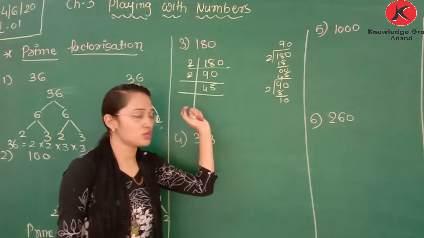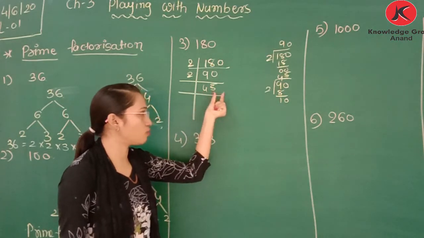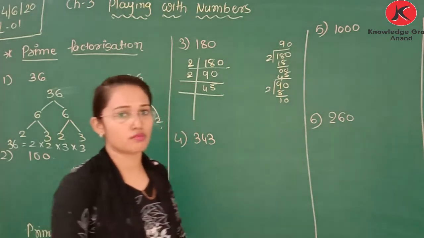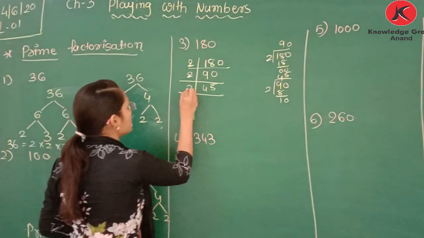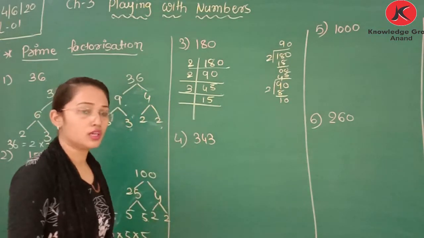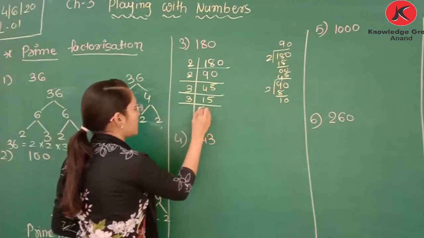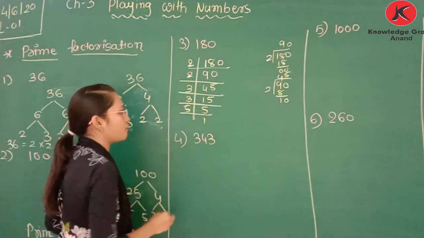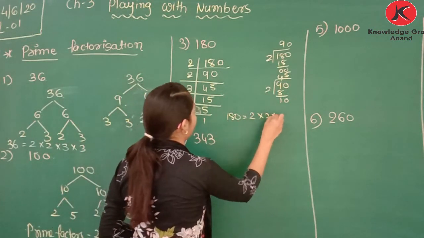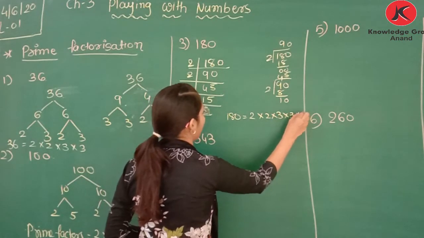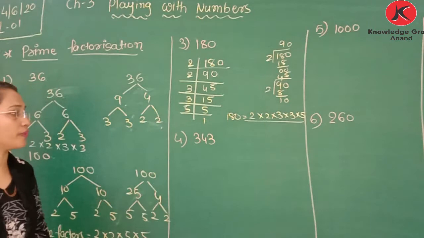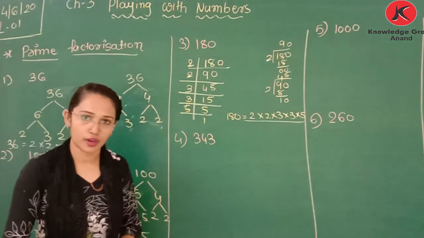To check whether it is divisible by 3, what do we do? Sum of digits: 4 plus 5 is 9, and 9 is divisible by 3. So 45 is also divisible by 3. So it is 15 3s are 45. 15 is divisible by 3. Yes. 3 5s are 15 and 5 1s are 5. So factors of 180 are 2 multiply 2 multiply 3 multiply 3 multiply 5. You can see all numbers are prime numbers. So this is called the prime factorization of 180.